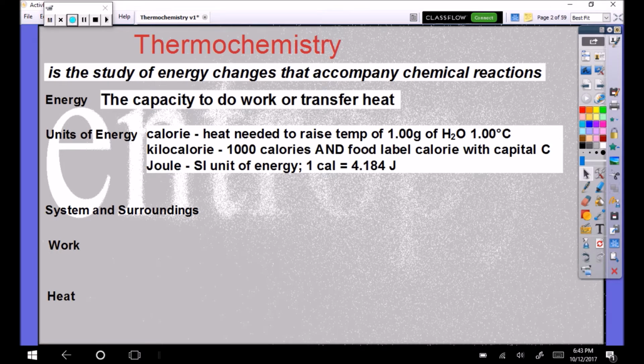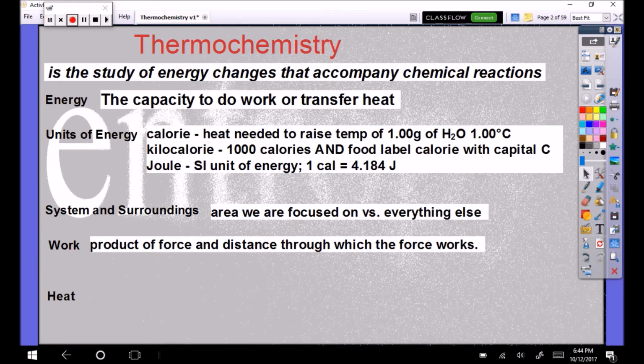And then we have the joule, which we are plenty familiar with. 4.184 joules is equal to 1 calorie. That is our main SI unit. When we're talking system and surroundings, the system is what we're looking at, and the surroundings are everything else. That's pretty straightforward.